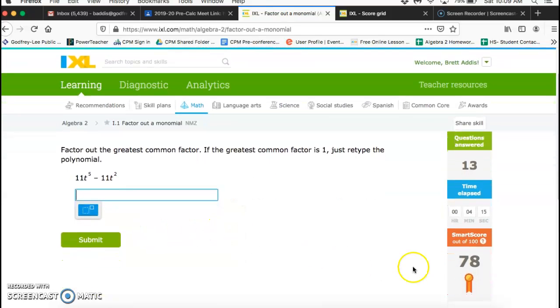Alright, last one until I get to 80 here. They both have an 11. I'll take that out to the front. T to the 5th and t squared, so I have a t squared out front. That leaves t to the power of 3 here. And I just need a placeholder of 1 and make sure we've got that minus sign. Okay, I've got a score above 80, so I'm all set. And you can just move on to the next one.